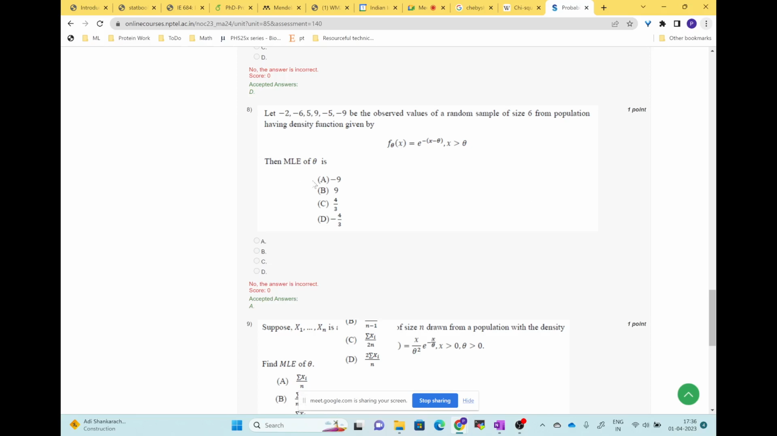Sir, one point. When I got the answer wrong, what I felt is that they are using the definition to get the answer, not the calculation method, because x is greater than theta, right? So the parameter space itself will change.